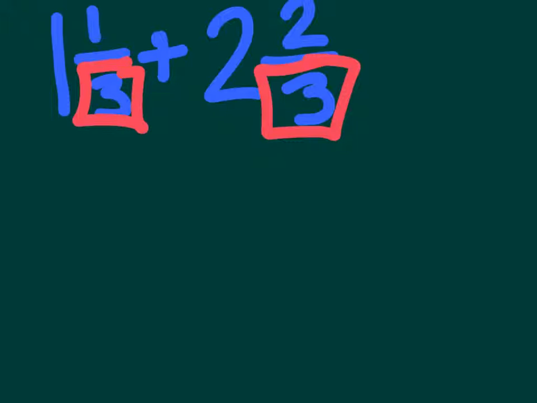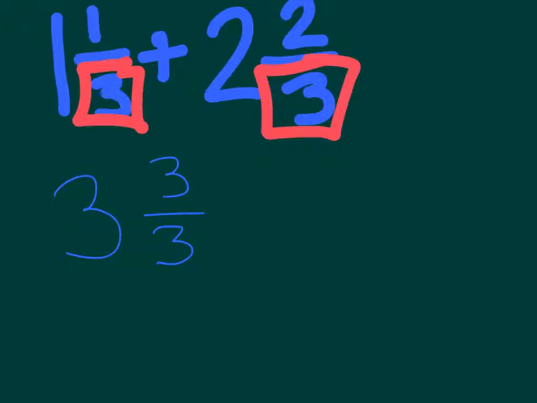So now that I've got a common denominator, I can go ahead and add my whole numbers. So 1 plus 2 is 3. My denominator stays the same. And now I'm going to add my numerators. 1 plus 2 is 3.